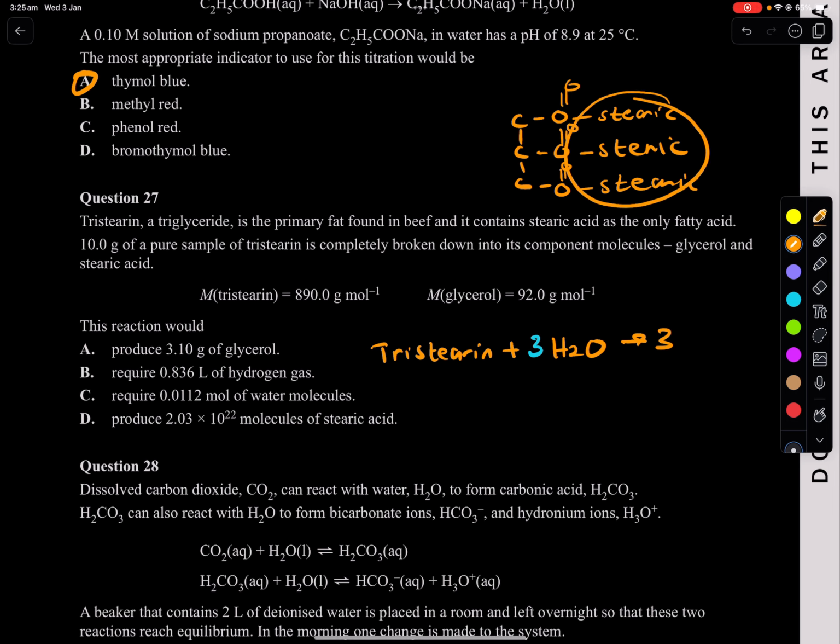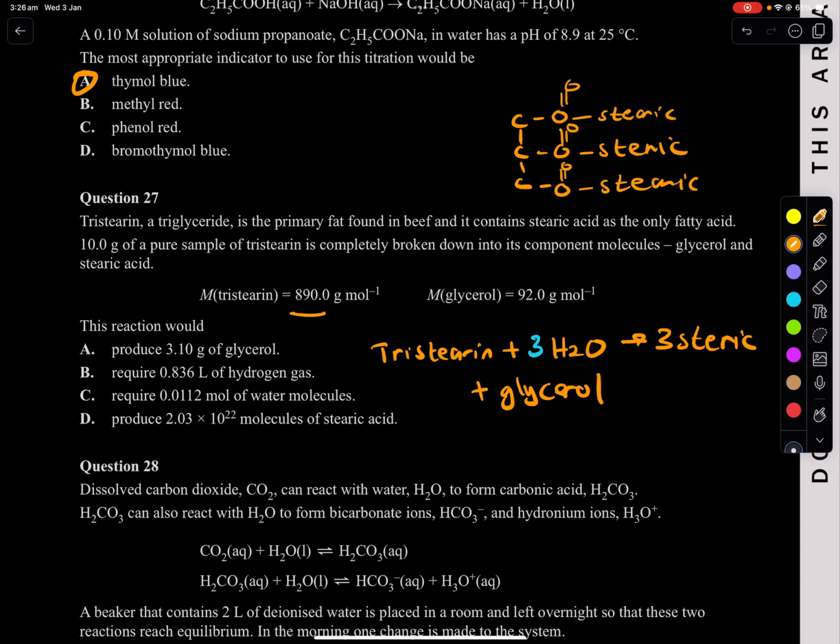So remember, now imagine breaking this down. We're going to get 3 stearic acid plus how many? 1 glycerol backbone. That's it. So using these, the reaction will produce what? Okay, the first one says it produces 3.10 grams of glycerol. How do we check that? Okay, if I have 10 grams of a pure sample of tristearin, imagine 10 grams divided by the molar mass of tristearin, which is 890, given here. And we're going to use molar ratios.